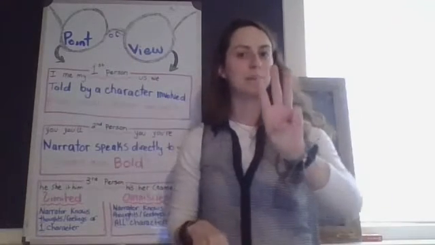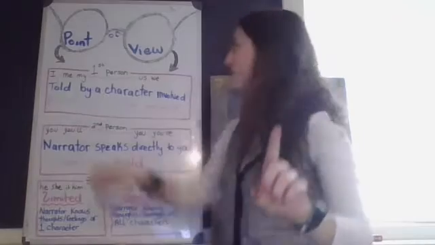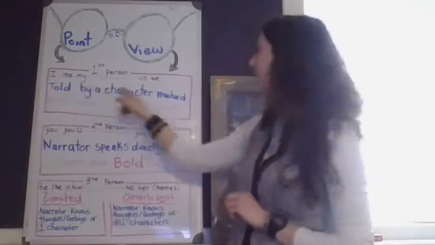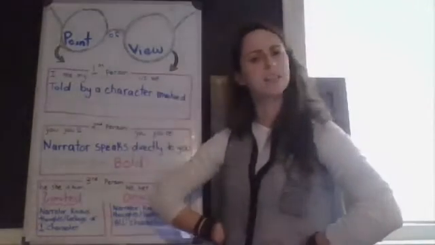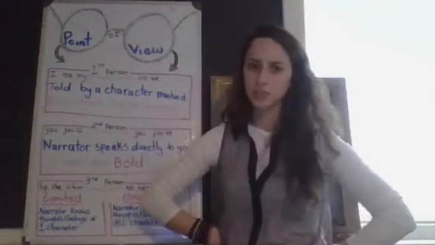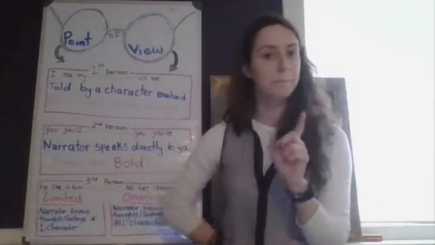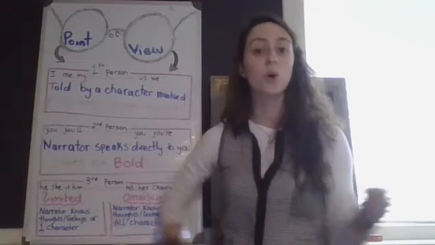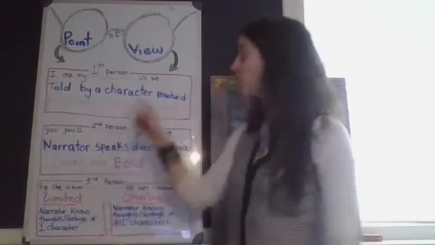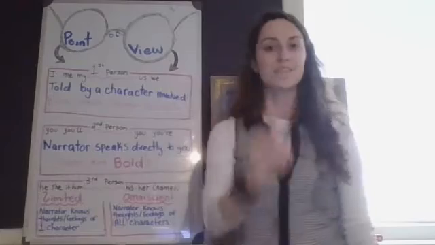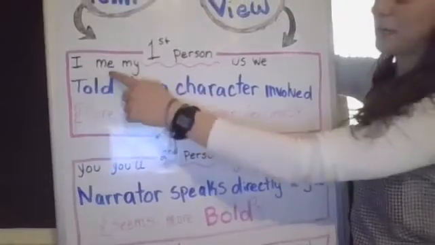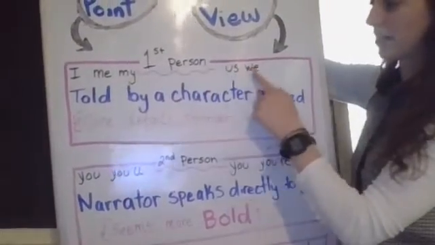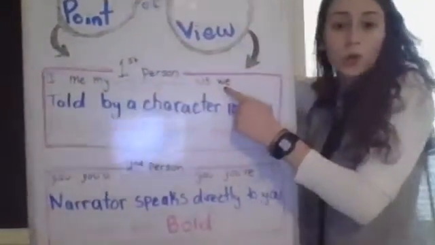There are 3 different types of point of view. First person point of view is told by a character involved. This sounds like a story we just read. Is Rachel's journal a first person point of view? Yes, it is. This whole story was told by Rachel. She's a character involved. That is a first person point of view. First person point of view uses words such as I and me and my and us and we. It's a story told by the character.